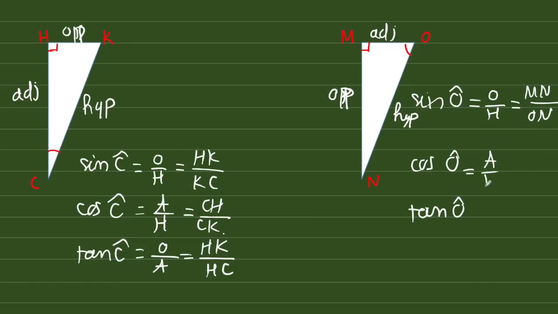Cos is adjacent over hypotenuse. Adjacent is MO, hypotenuse is ON. Tan is opposite divided by adjacent. Opposite is MN, and adjacent is MO. Is that right? Yeah, I think so. I hope you can have the same answer as me.